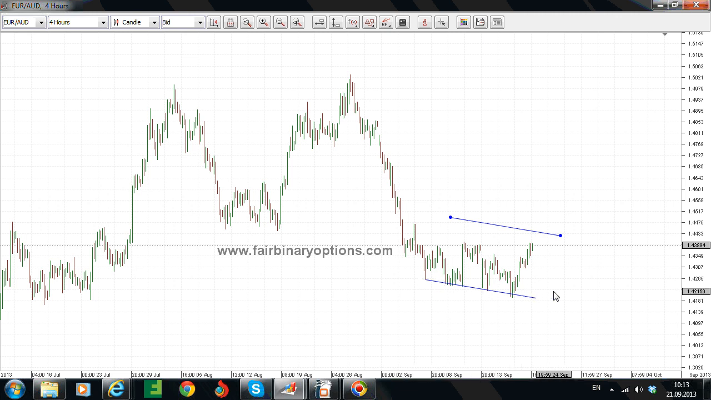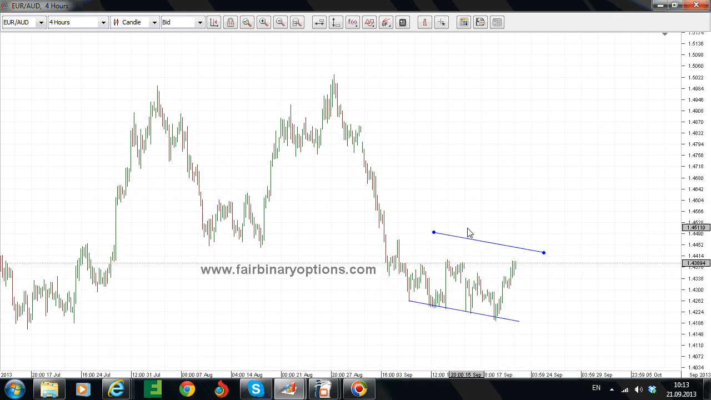So this is the lower part of the wedge, and the upper part of the wedge comes from here and goes all the way to the downside here, like this. Now, as you can see, this is a falling wedge that just broke to the upside. The falling wedge is rising.